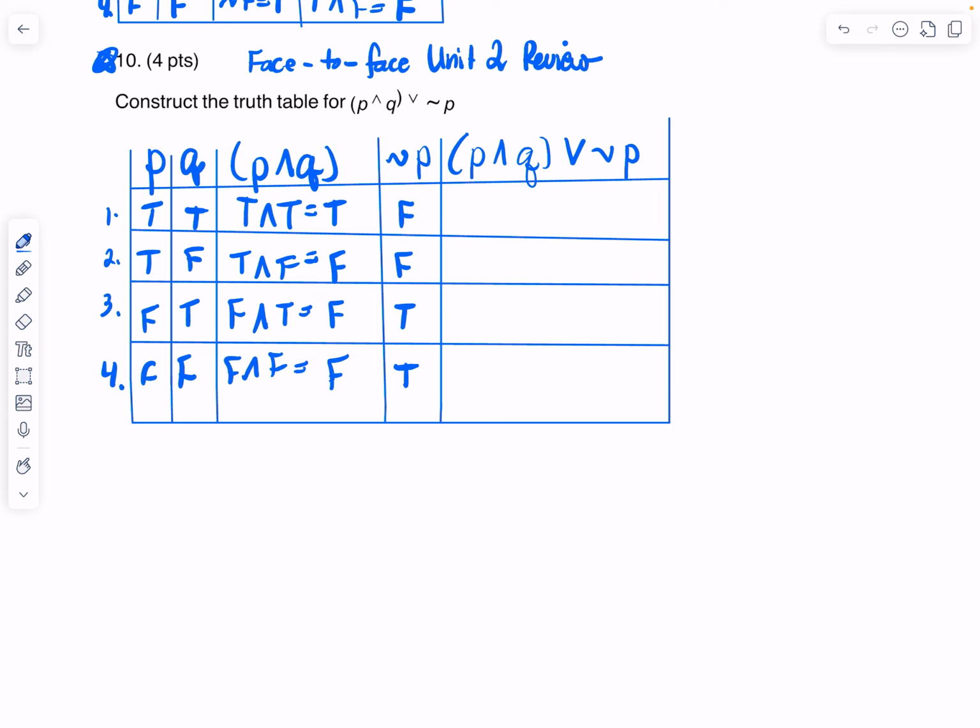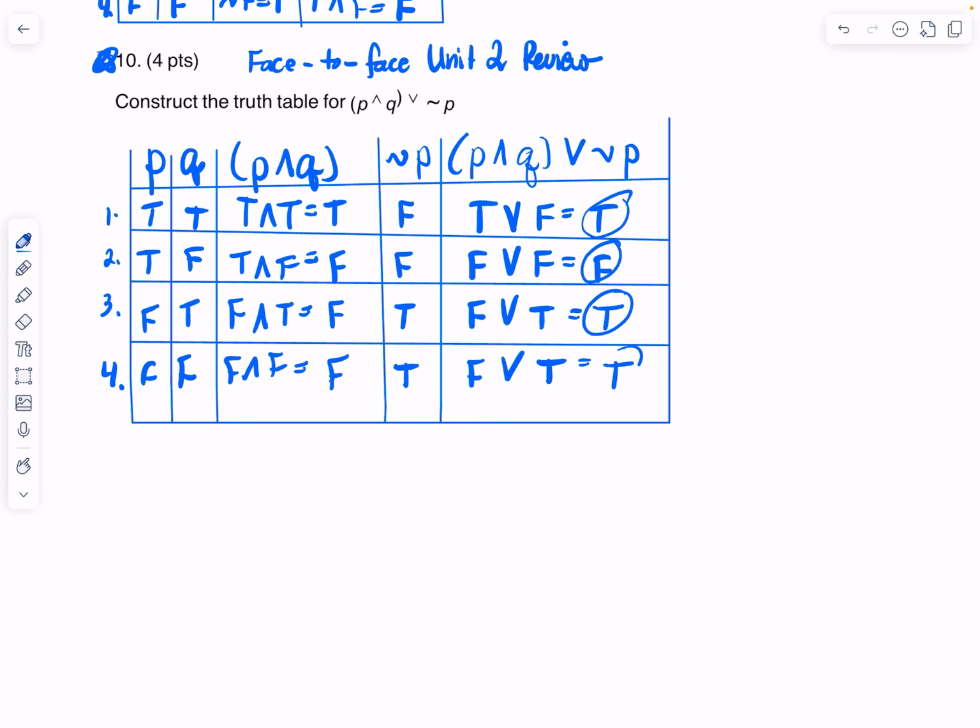So now I'm going to put the pieces together. So I'm going to look at the P and Q column, and I got as a result true, false, false, false. And I'm going to do an or. And then negation of P was false, false, true, true. Now remember for or, the only time or is false is when both are false, and that happens in row 2. In row 1, true or false is true. False or true is true, and false or true again is true. So the result of this is true, false, true, true. Okay, that's number 10.